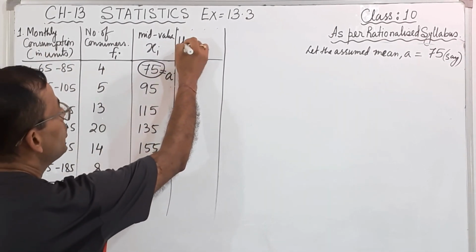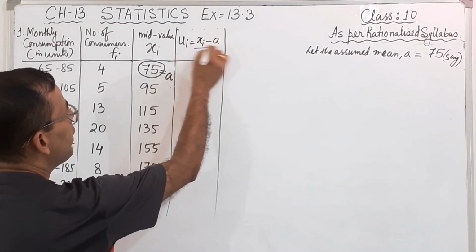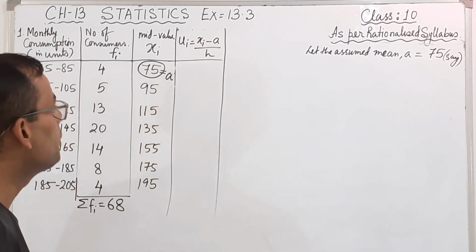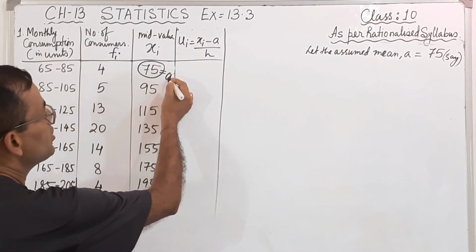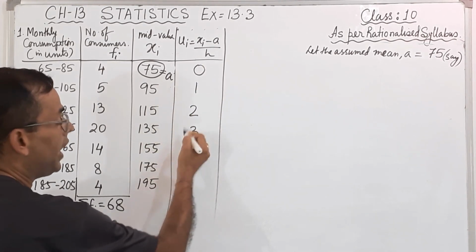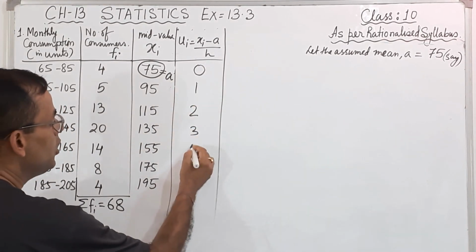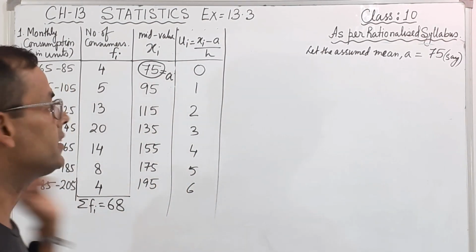Now I will find out Ui. Ui is what? Formula: (xi minus A) by H. Clear? But only we will write the formula, nothing else. Where it is A, this one is A, we will put 0. Then what I told you, after 0, 1 comes, 1, 2, 3, 4, 5, 6. And if there is more, 7, 8, 9, like this way it will go.